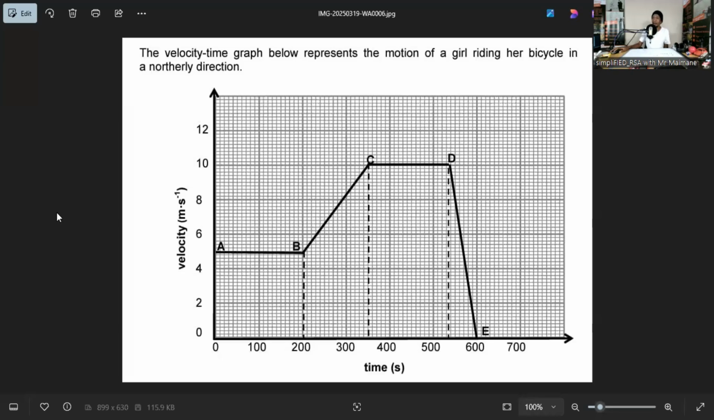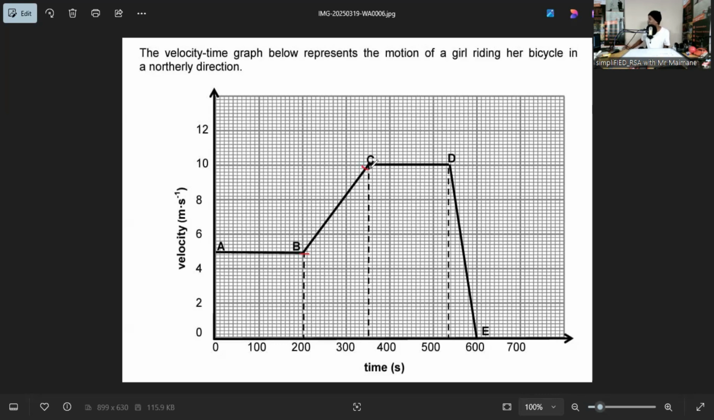Looking at point B to point C for 4.3.1, we can tell that obviously the slope of the graph is going up and we have a positive slope, which represents that the velocity was increasing between point B and point C. If you can give an answer like that, it would be acceptable that the velocity increases from 5 meters per second to 10 meters per second.